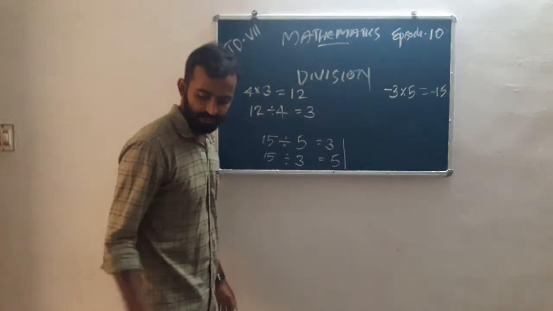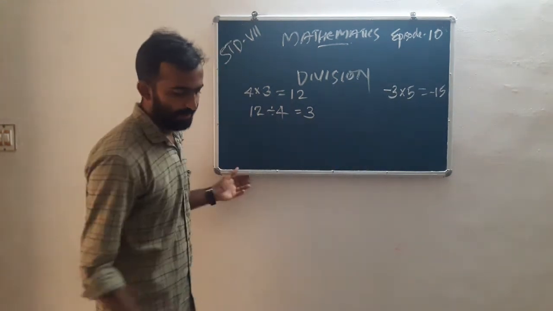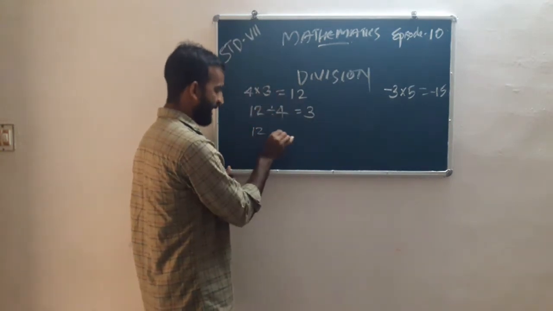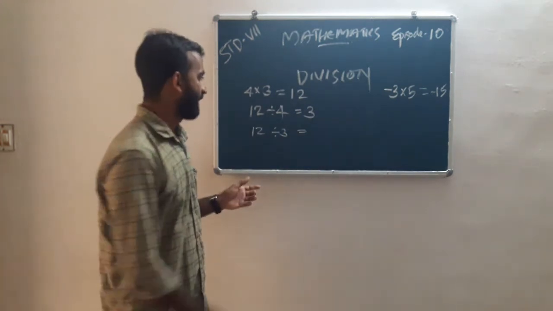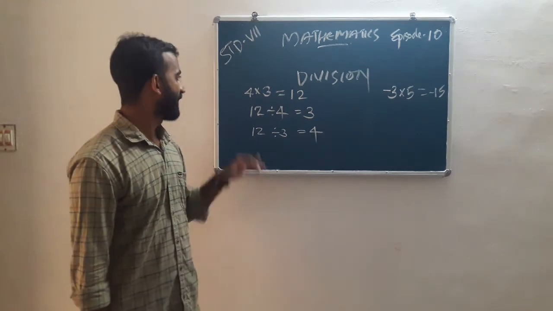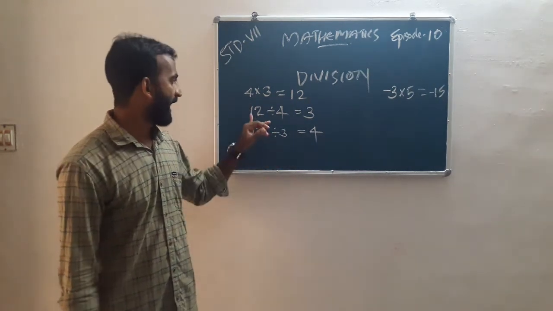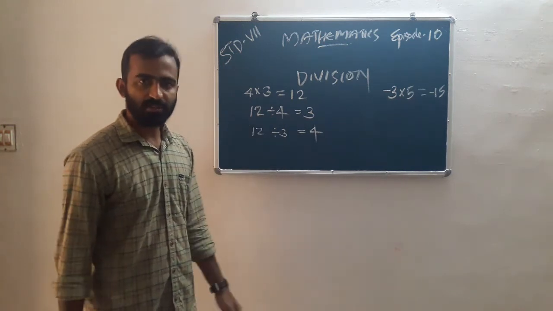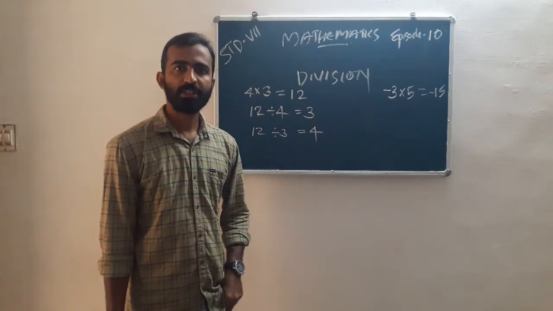Yes. And next is 12 divided by 3. We get the answer 4. 12 divided by 3, we get the answer 4. And 12 divided by 4, we get 3. Is it? Yes. Any doubt?